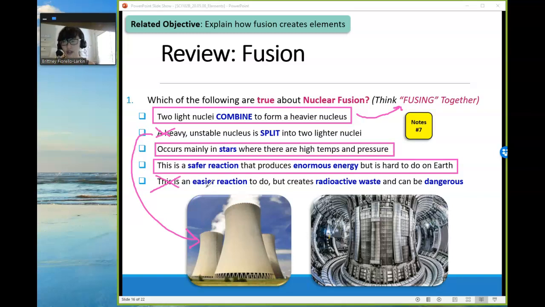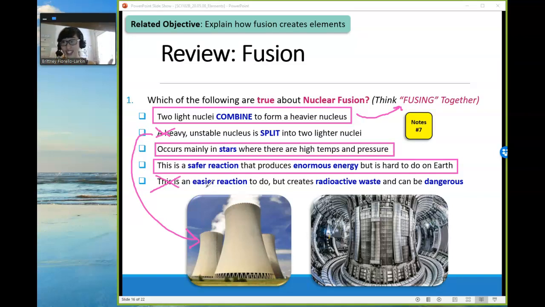All right, so that's a lot easier for us to do on Earth, but it does create radioactive waste because it's a really big atom that's still splitting into smaller atoms, but those smaller atoms are still really big. And so the really big stuff is going to be radioactive and not good for us, okay? And it can still be dangerous.